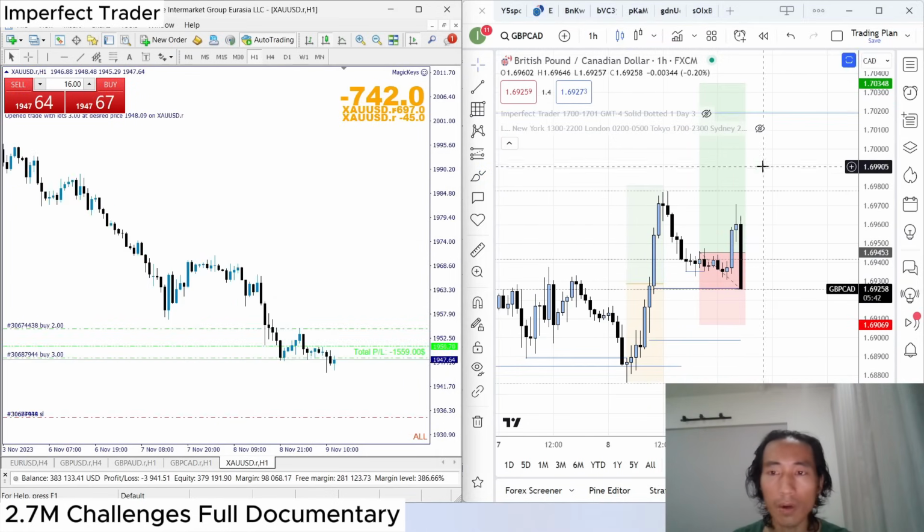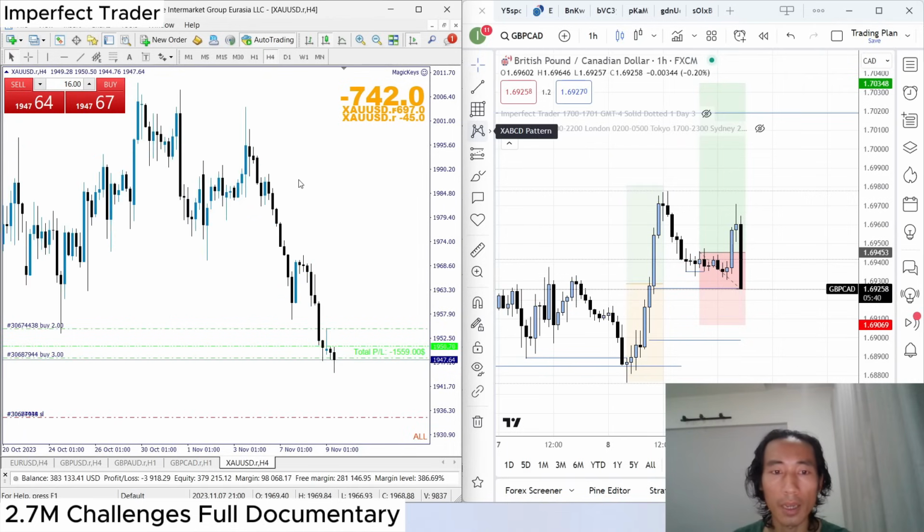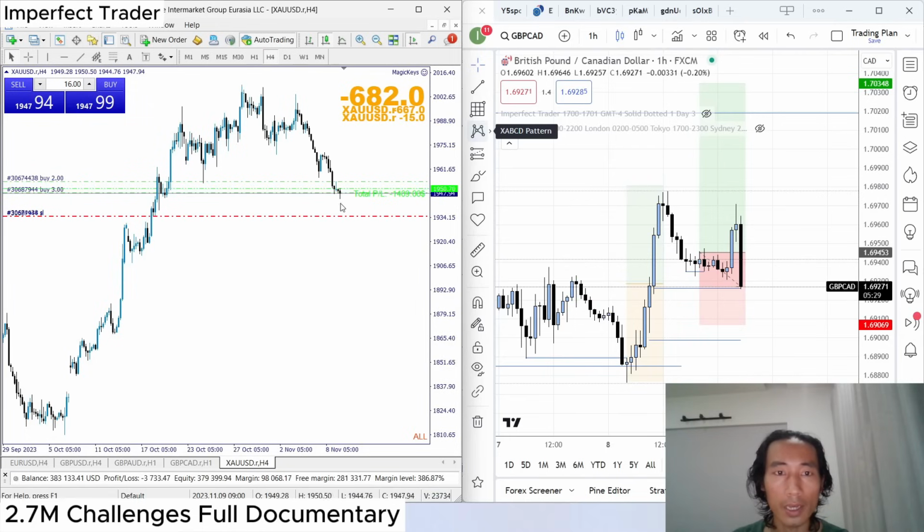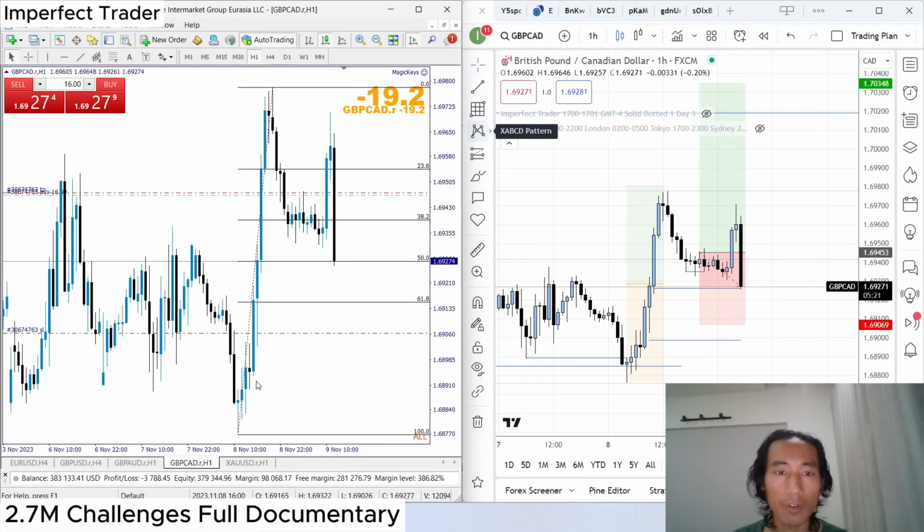For gold, so far my bias is still very bullish, and it's showing a lot of good signals that it's going to go up. That's the reason why I entered another trade. The first trade is based on the 4 hour chart. The second trade is based on the 1 hour chart. So we have two open trades on gold and one trade closed out on GBP/CAD.